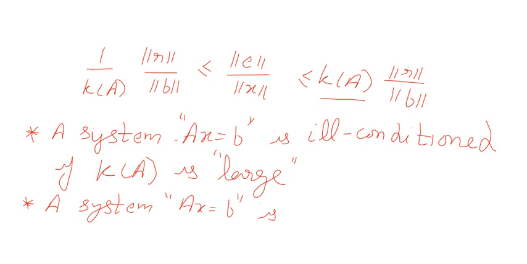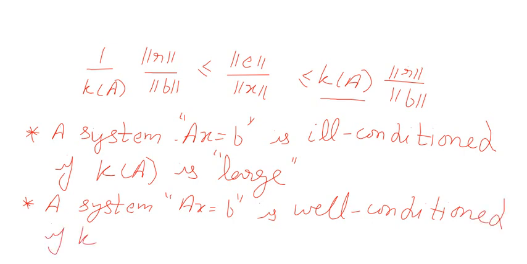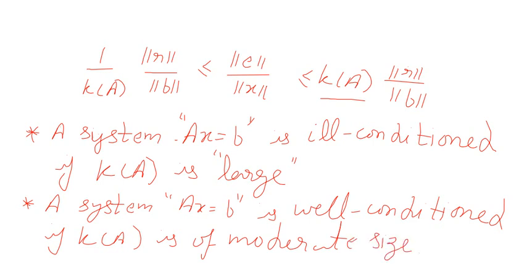Okay, A is called well conditioned if k of A is of moderate size, meaning in an acceptable range. It means it's not so large. However, it may be large, but not too large. So you decide based on the bounds how close the residual vector is and so on.